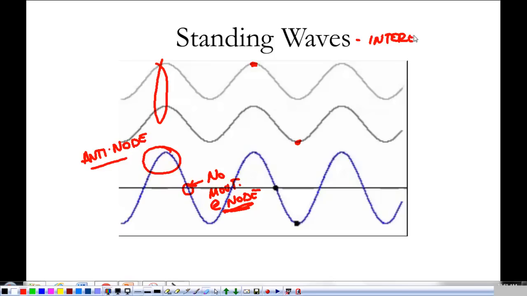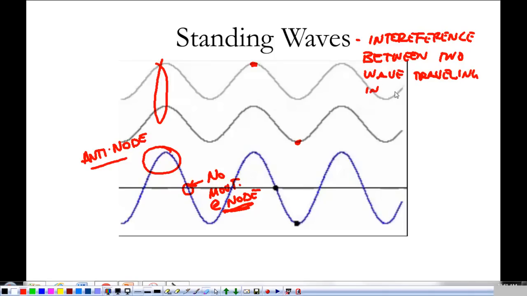So, this is the interference between two waves traveling in opposite directions. Okay, a standing wave is the interference between two waves traveling in opposite directions. And we'll play with some of those tomorrow in class.